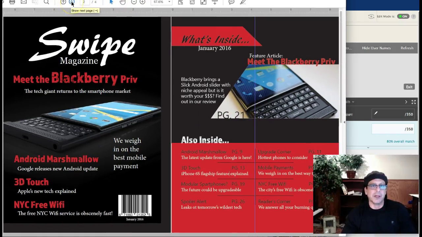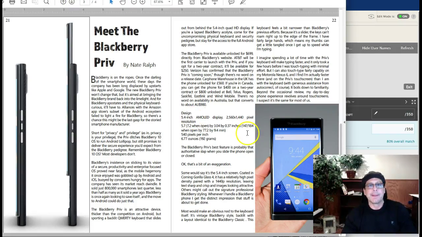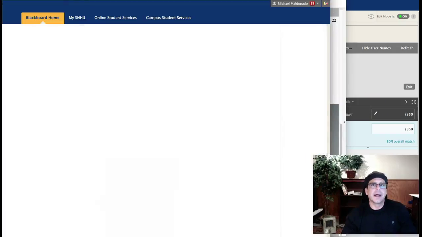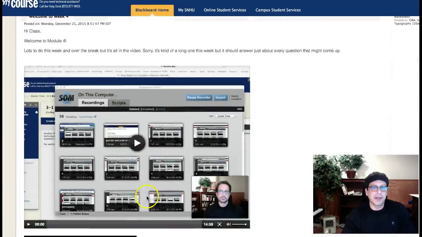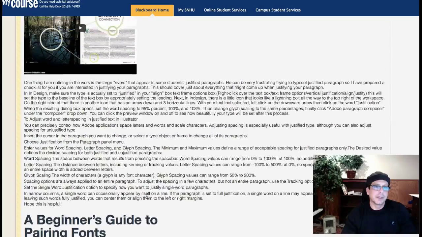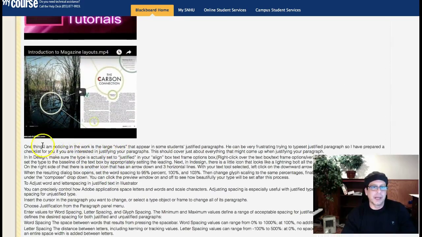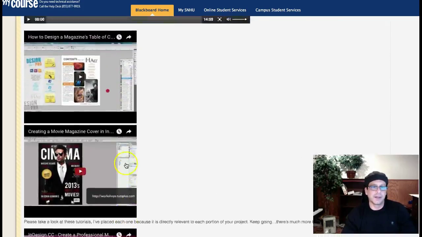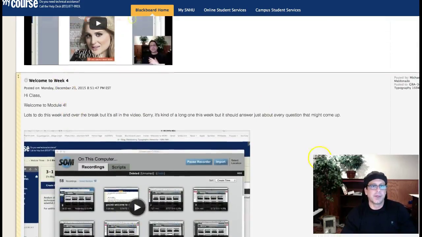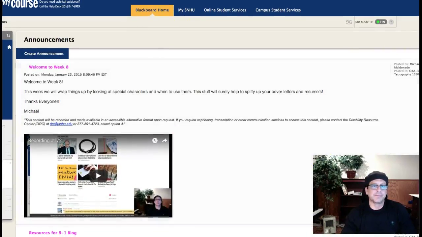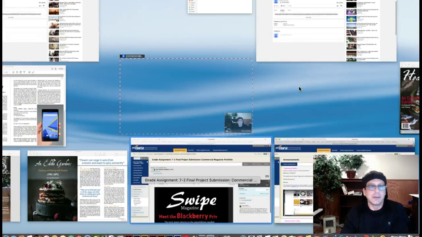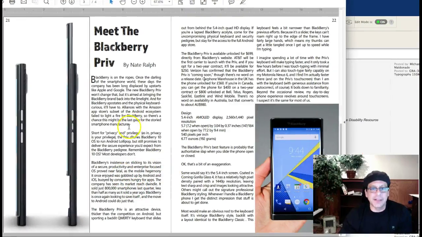All right, so meet the BlackBerry Priv. Now, typographically, I know you said you couldn't find those settings, but they're right there in the announcements area. If you go down right to, they're right here. One thing I'm noticing is the large rivers that appear in some of the students' justified paragraphs. It's right there under Welcome to Week 4. So, where was I? Anyways, I think you did a pretty good job.